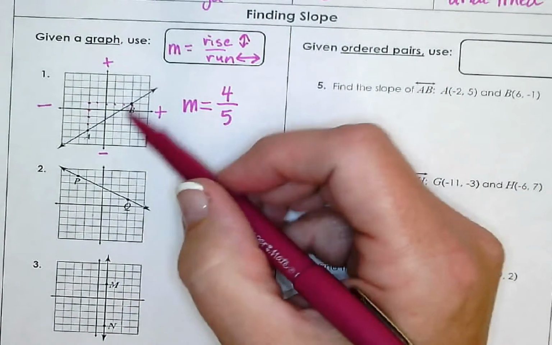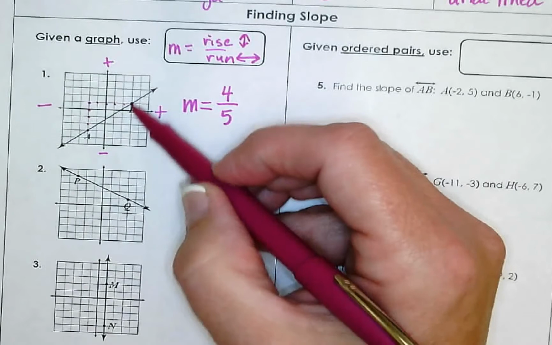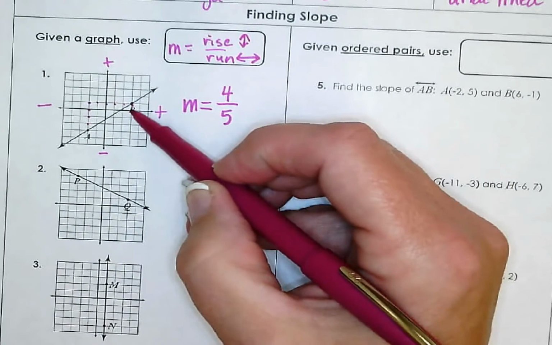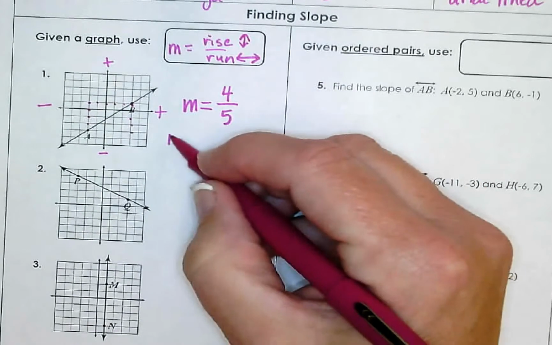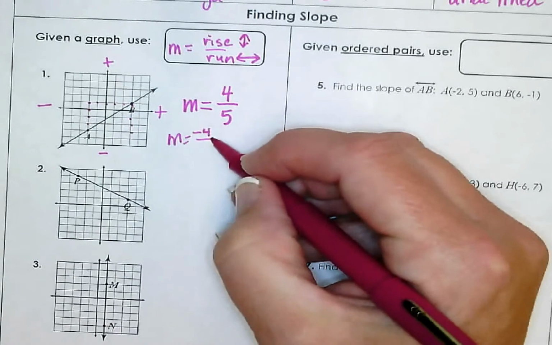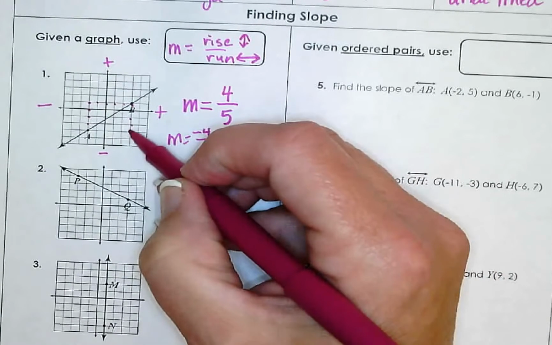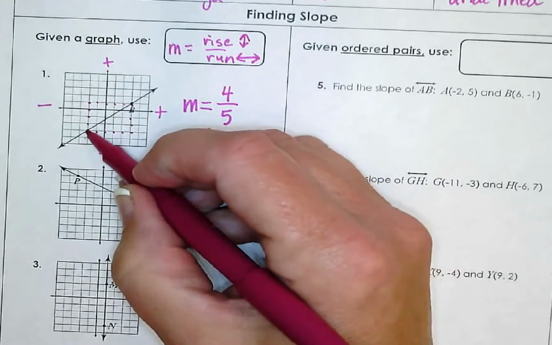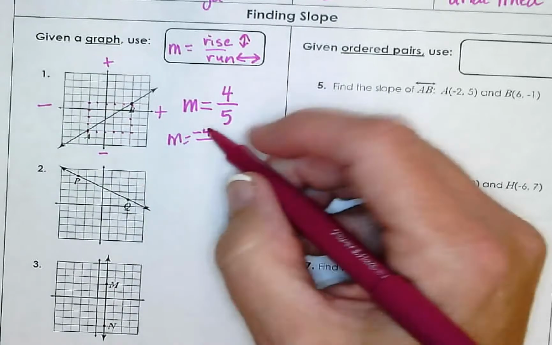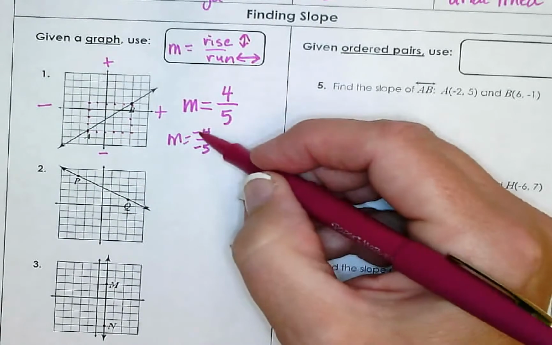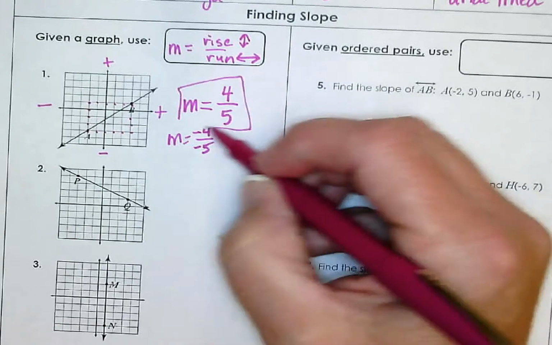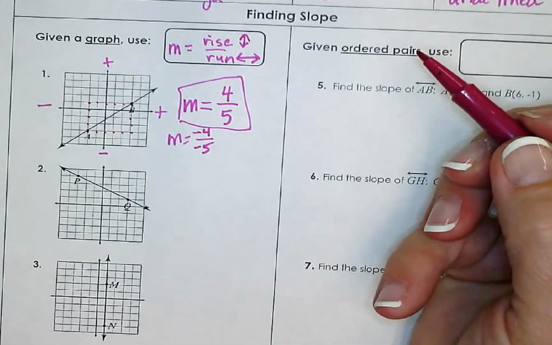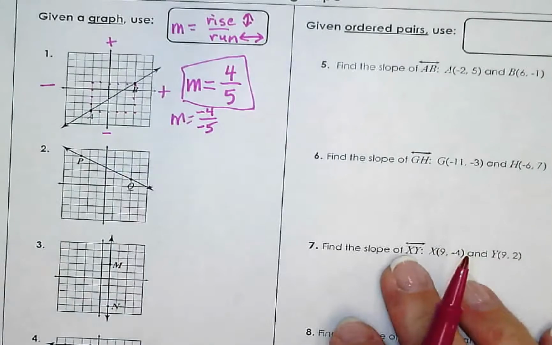Now, if you would decide to count from point B, again, you have to go up and down first. So I would count 1, 2, 3, 4, and I went down, so that's negative 4. And now I'm going to go 1, 2, 3, 4, 5. 5 to the left is negative 5. A negative and a negative cancel each other out. Hence, we have positive 4/5. So you get the same answer simplified either way.